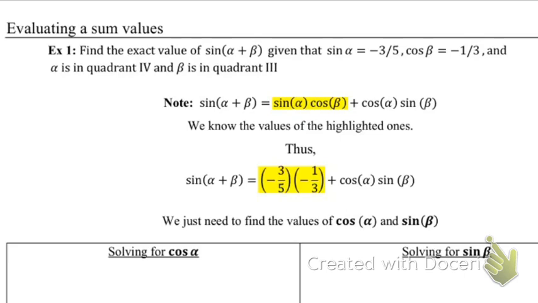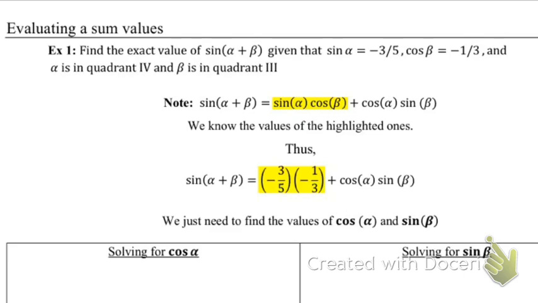Now, you can't just plug this negative 3 over 5 in for your alpha. Because we know sine alpha equals negative 3 over 5, but we don't know what sine of these two angles added together equals. So you can't just plug it in here. Instead, you need to break it down into terms that are sine alphas and cosine betas. And in order to do that, we're going to use our sum of angles identity, where sine of alpha plus beta equals sine alpha times cosine beta plus cosine alpha sine beta.